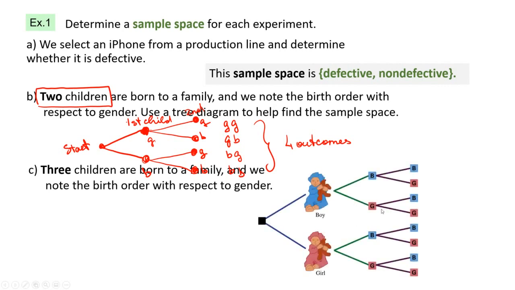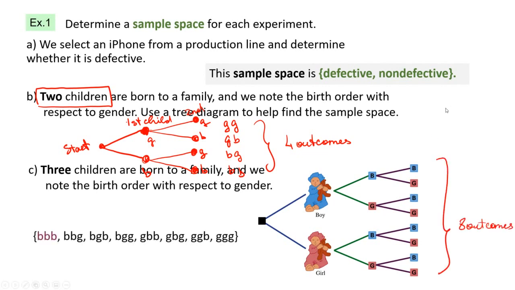If 3 children are born to a family, the tree diagram will look like this. So first, we start our experiment. First, the boy or girl is born to a family. Then the second child, boy or girl. Then the third child, boy or girl. We have altogether 8 outcomes. They can be listed as boy, boy, boy, boy, boy, girl, and so on.